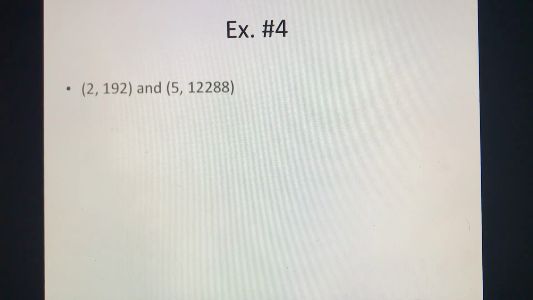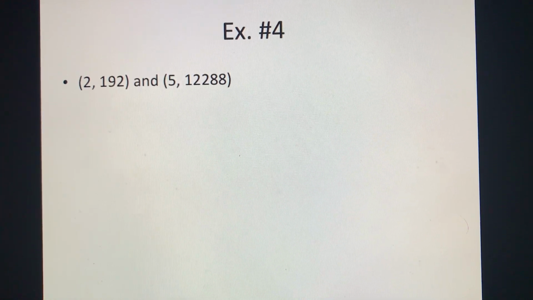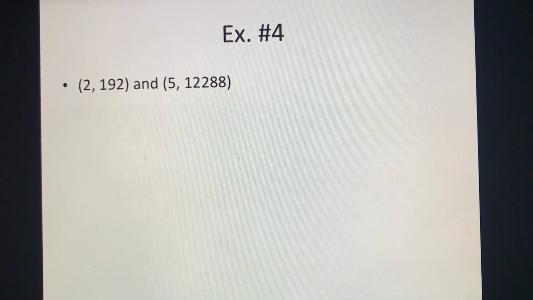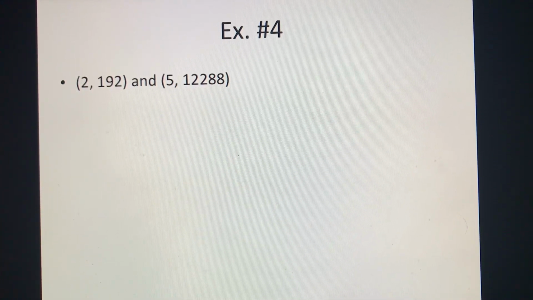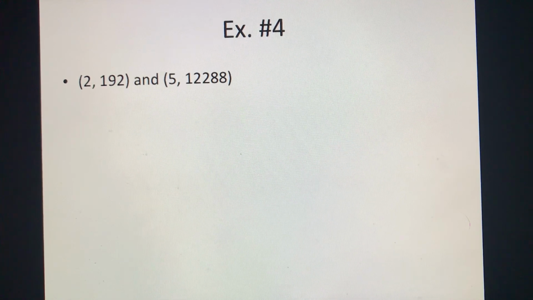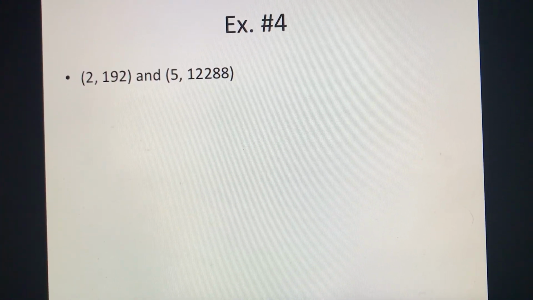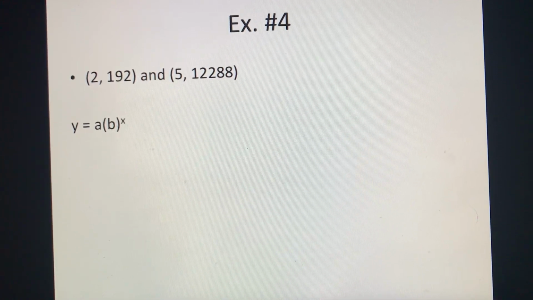Example 4. If you want, you can pause the video to solve it now. If you haven't paused the video, we're going to go along to solving it. You have points (2, 192) and (5, 12,288). In this case, we do not have a y-intercept, so we're going to substitute into our equation y equals a times b to the exponent x.